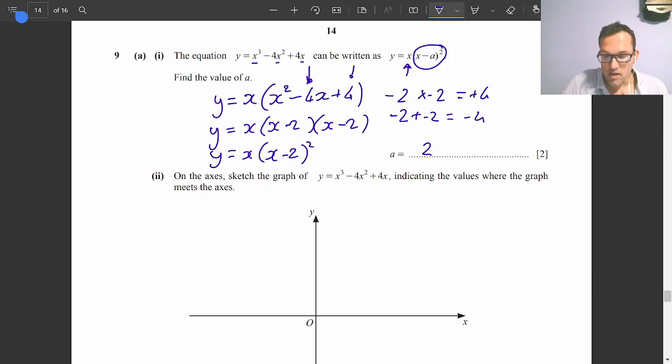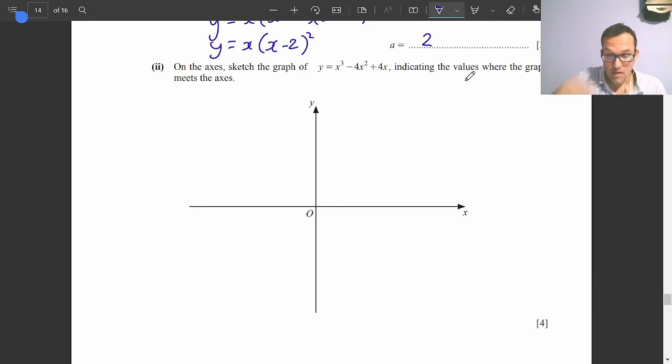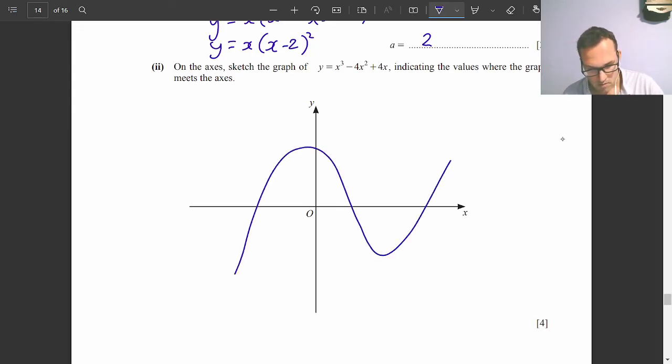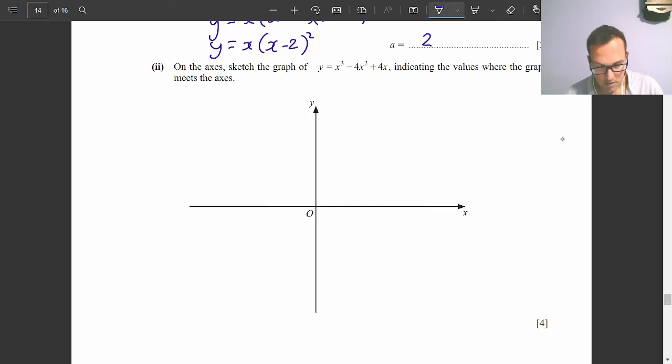So question 9a, part 2. They want us now to graph this cubic graph. Okay, so remember, a cubic graph normally, this is not the right answer, would be something like this, where we cross the x-axis in 3 places. Okay, so that's what we need to find, where it crosses it. So, okay, let me rub that out so we don't get confused.